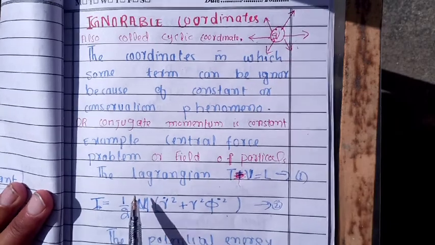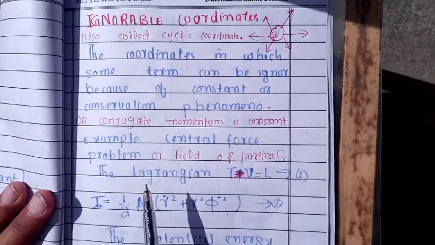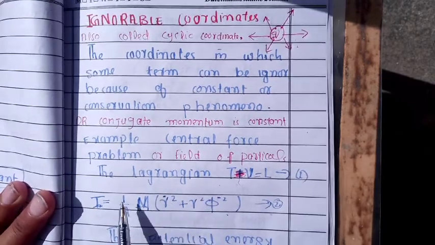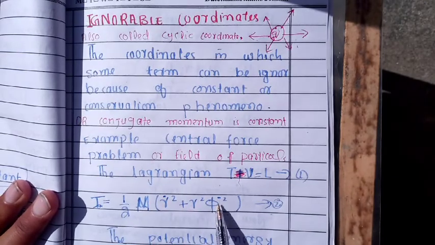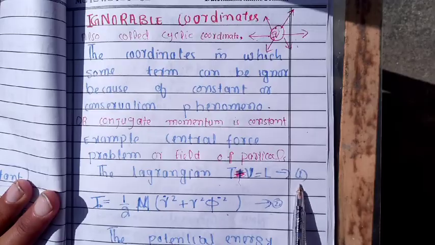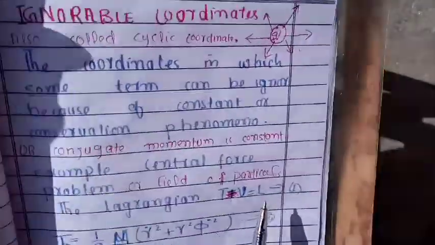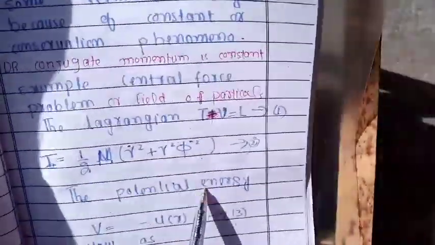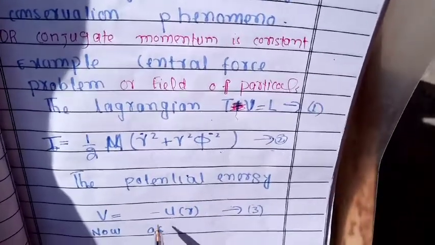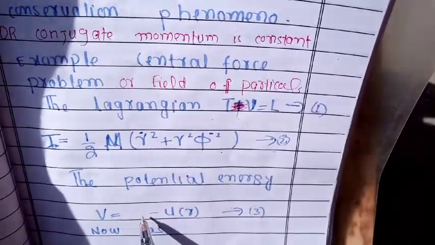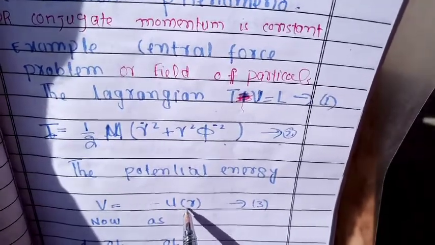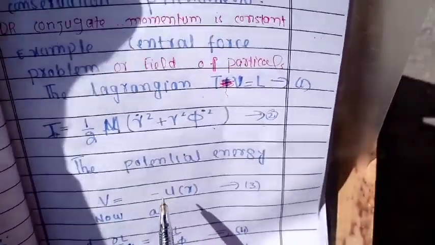The kinetic energy T will be equal to half m into r dot square plus r square phi dot square. It is equation number 1. Now the potential energy V is a function of r, U of r. We already know it is the potential energy.